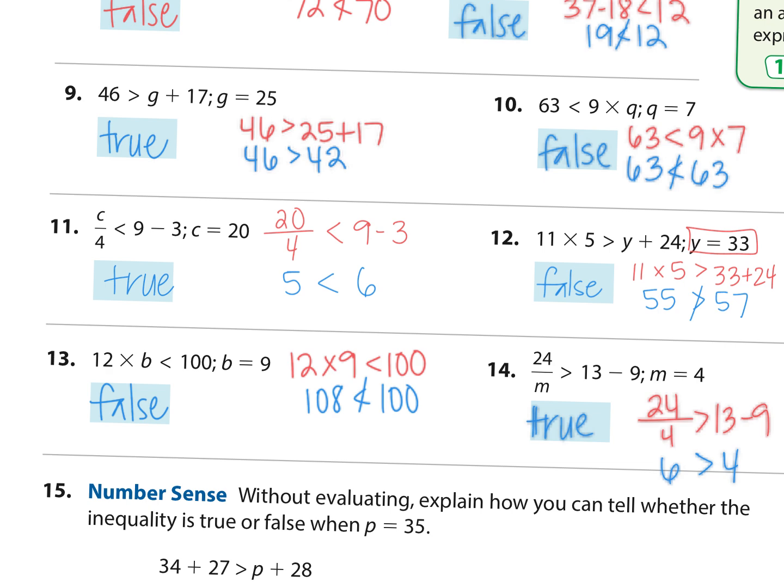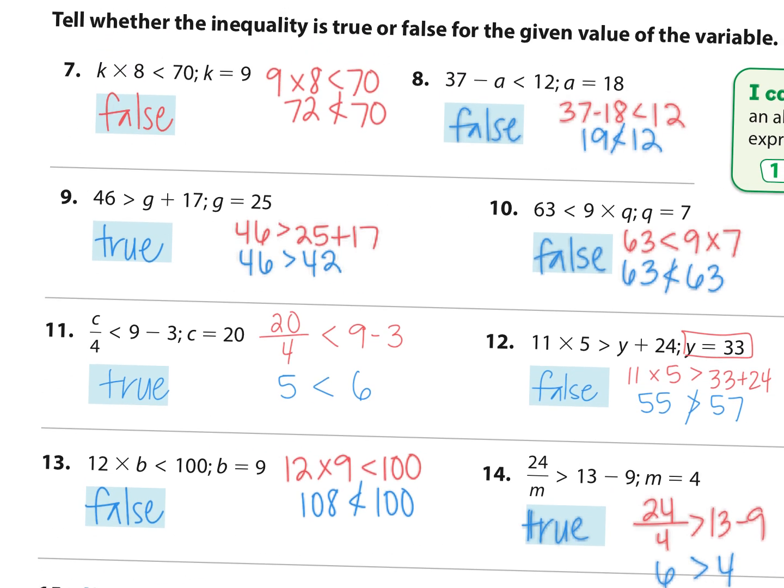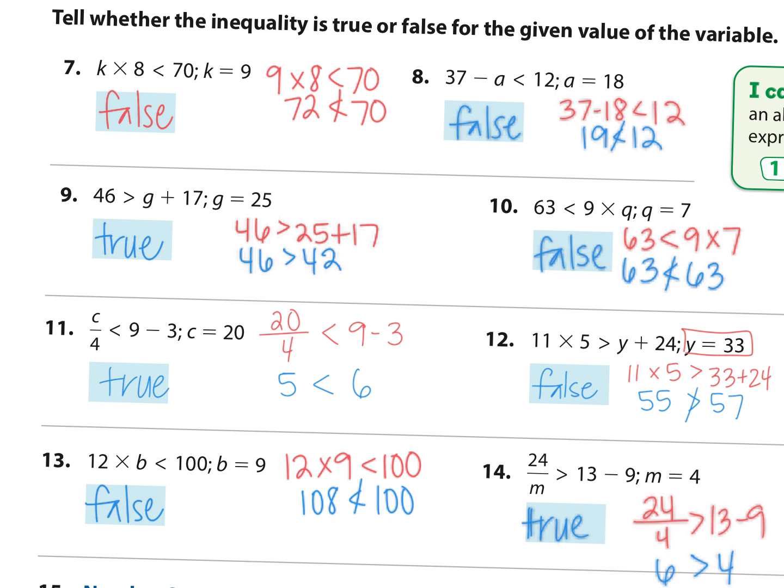Okay, here are the answers up on the board so that you can check. Number 7 and 8. Number 7, I plug in 9 where K is. And 9 times 8 is 72, which is not less than 70. So number 7 is false. Number 8, I replace A with 18. So 37 minus 18 is 19, which is not less than 12. So number 8 is also false.